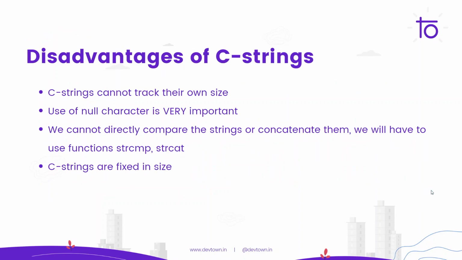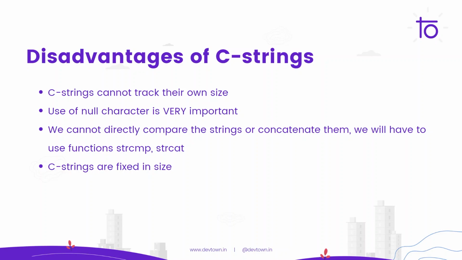Now, what are some disadvantages of C strings, and why do we move on to C++ strings or the string class? C strings cannot track their own size. And for a C string, the null character becomes very important because most of the functions required to work on the C strings require the use of the null character.